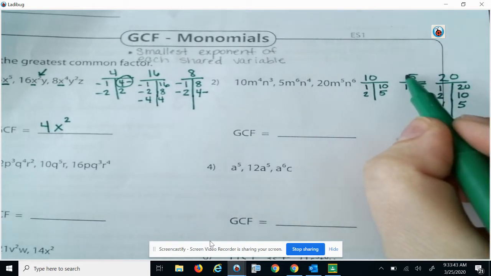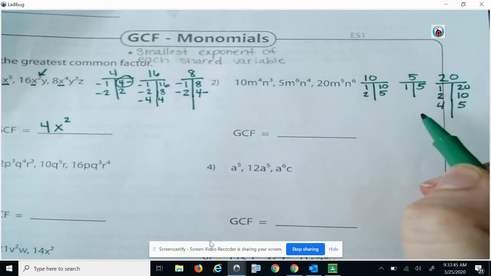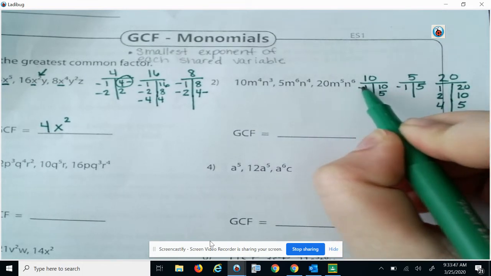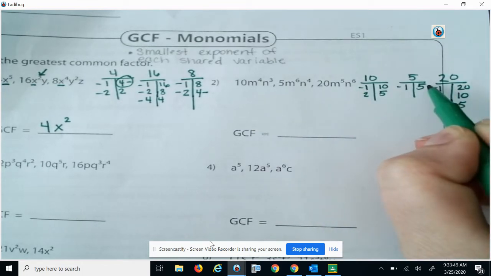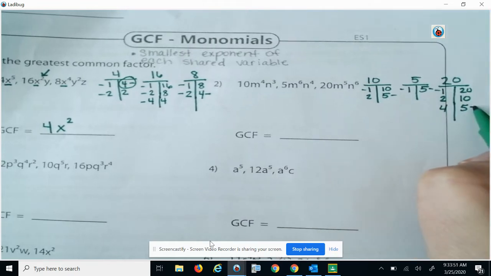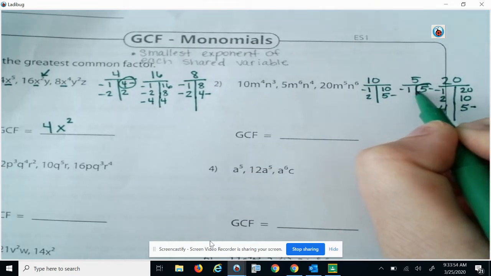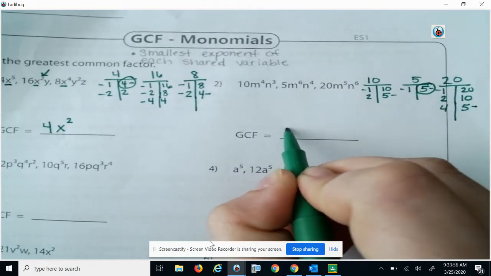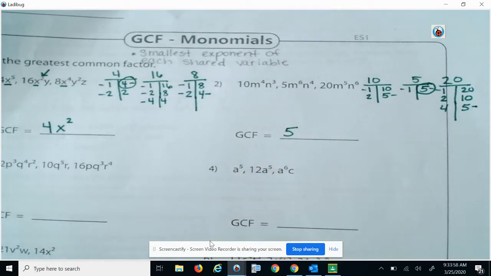Okay, common factors. I'm going to start with the 5 because it's the smallest. They share a 1. Do they share a 5? 5, 5, 5. Yes, they do. The biggest one was 5. So there's our number part in the GCF.